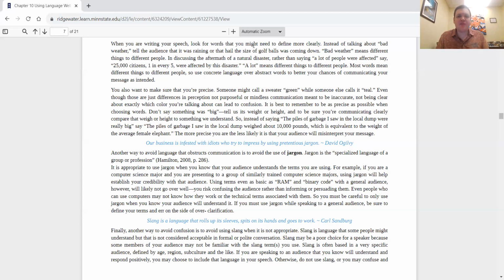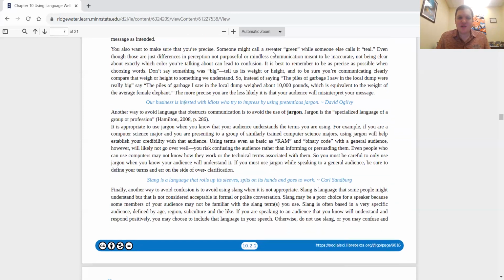So it talks about look for words that need to be defined more clearly. So it says instead of talking about bad weather, you can say it was raining, or the hail was the size of golf balls, or there was a tornado, right? Bad weather can mean very different things. So again, being specific. And then also being precise.